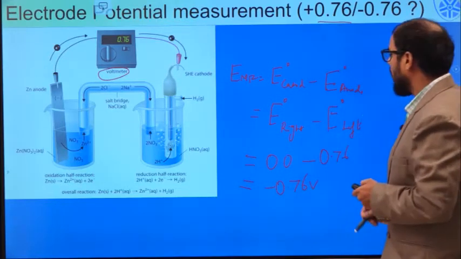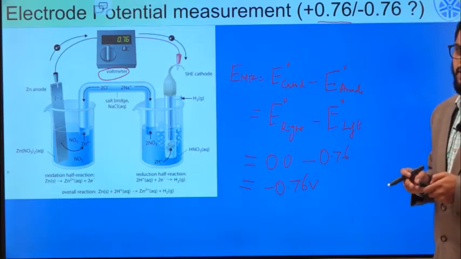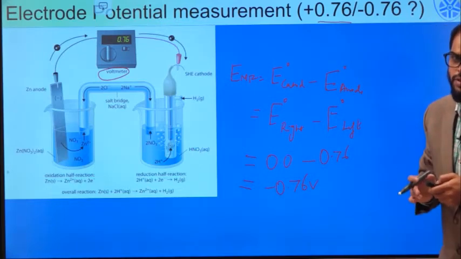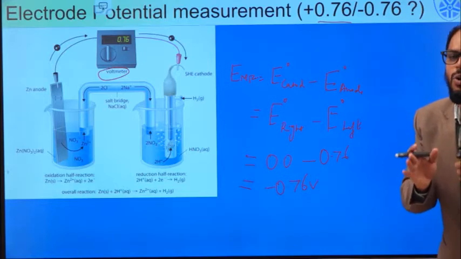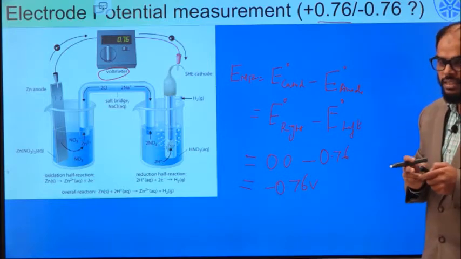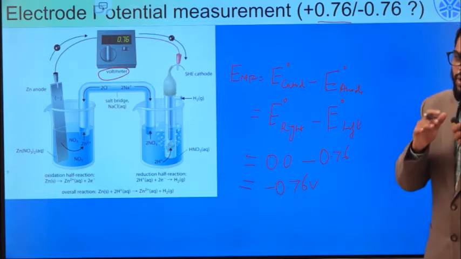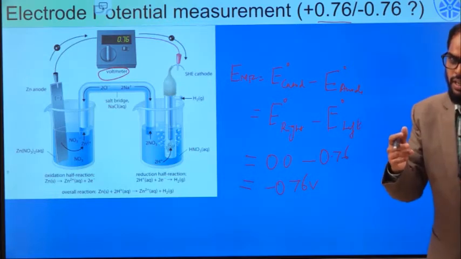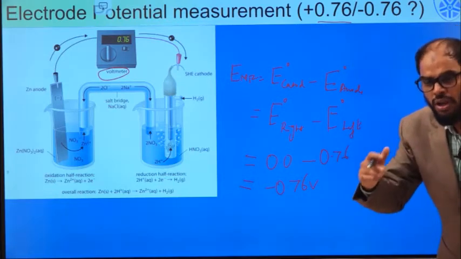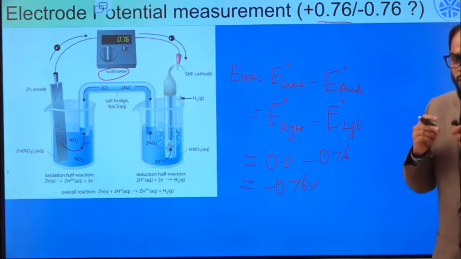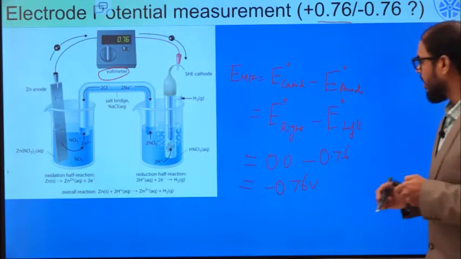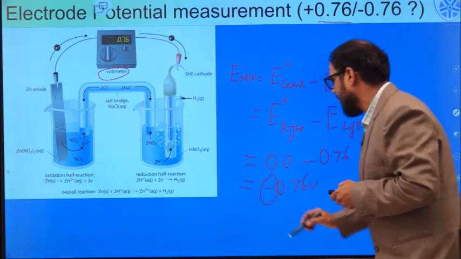This is what we are trying to see in the electrochemical series. The standard reduction potential of zinc is minus 0.76. That means zinc has more tendency to undergo oxidation and less tendency to undergo reduction. So it has less tendency to undergo reduction, that's why the minus sign.